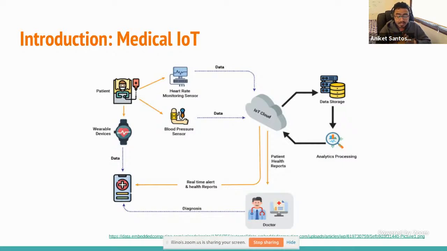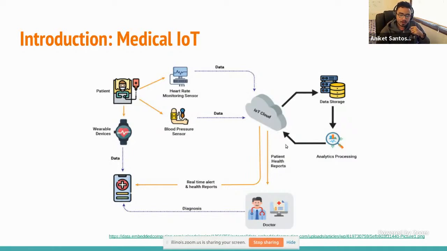And in this case, we need to make sure that the devices are properly calibrated and we have as few mistakes as possible. And yeah, this is the workflow. You can see that there is a wearable device and a patient whose heart rate and blood pressure sensor we are monitoring. Then we send this data to an IoT cloud, which processes this data in real time.